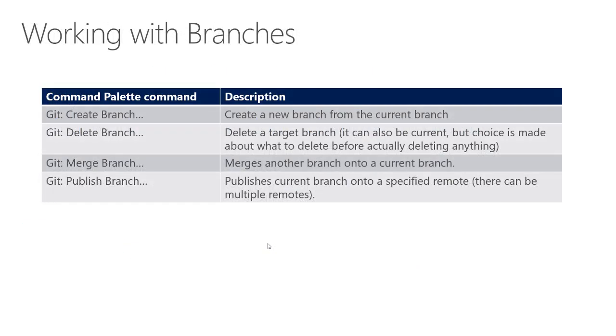I've gone into branches a little bit, and I really want to leave it at that. I could talk about branches for a very long time. These are the commands that you can use to work with branches: git create branch, git delete branch, merge and publish branch. Publish branch is if you create a branch locally, you can say publish this branch, and that puts your local branch into the remote.